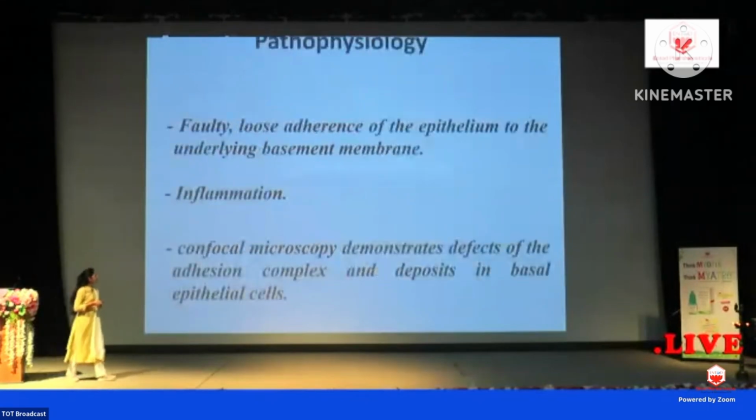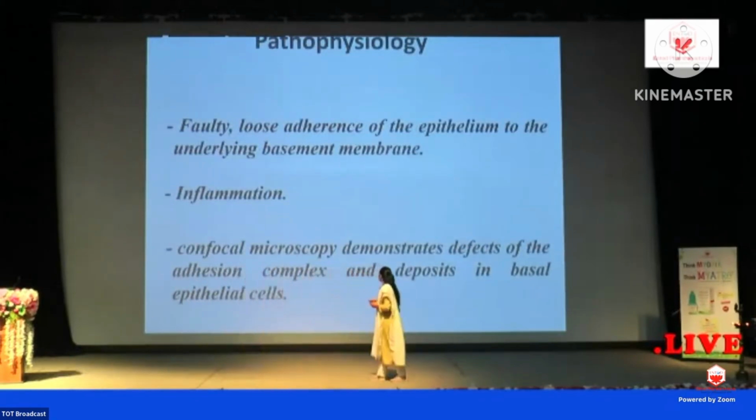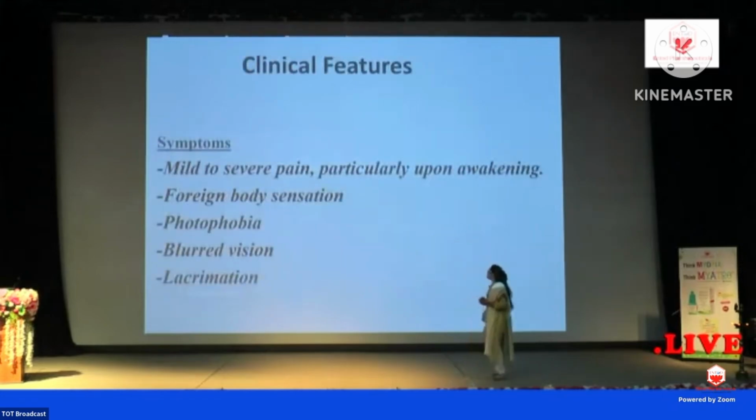Coming to its pathophysiology. So faulty loose adhesion of the epithelium to the underlying basement membrane, inflammation is the most important cause. Other can be due to defective adhesion complexes and deposits in the epithelium cells. Coming to the clinical features, the most diagnostic feature of the recurrent corneal erosion is that the patient complains of mild or severe pain on awakening.